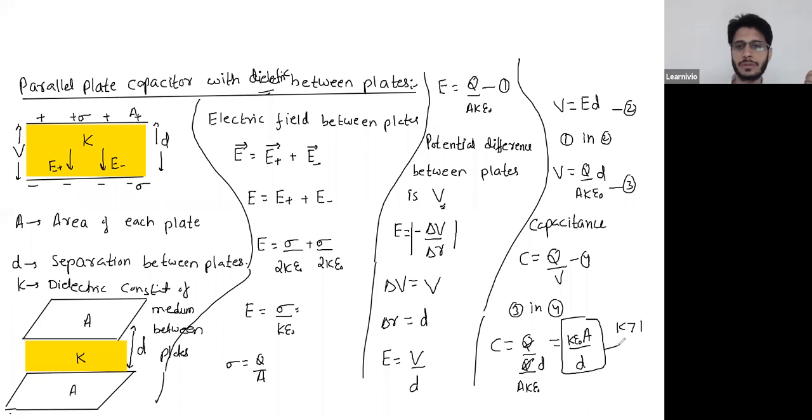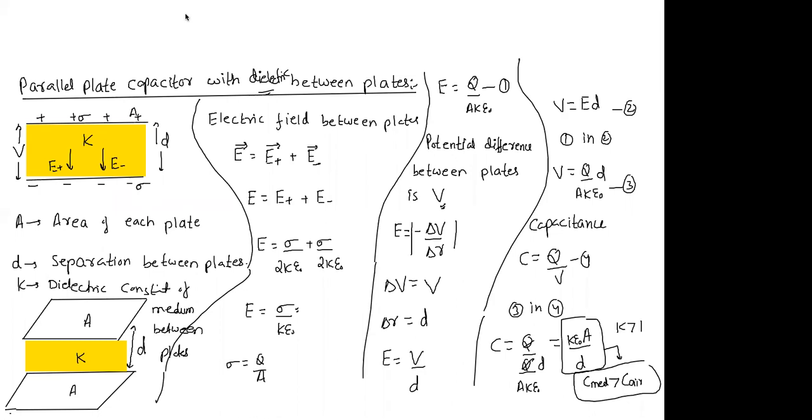I don't have much space here, so I'm writing it here. C medium is greater than C air. So if you place a medium having dielectric constant K in between the plates of the capacitor, then capacity will increase, simply becomes K times. So if you place a medium having dielectric constant 20, your capacity will become 20 times. If you place a medium having dielectric constant 1000, then your capacity will become 1000 times. So is it clear? Okay, just note it down. Can I erase it?